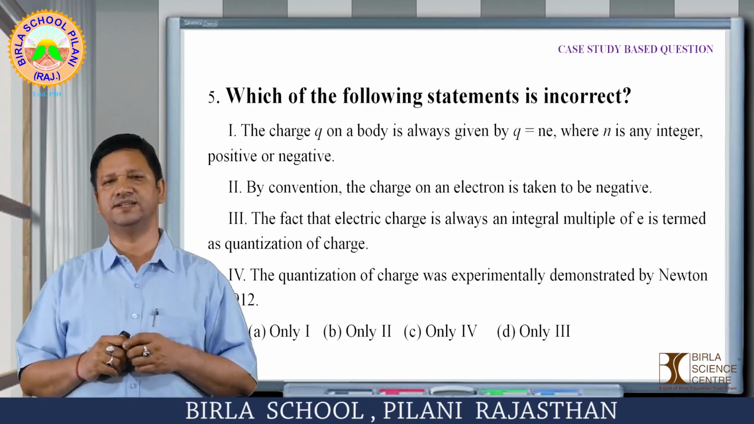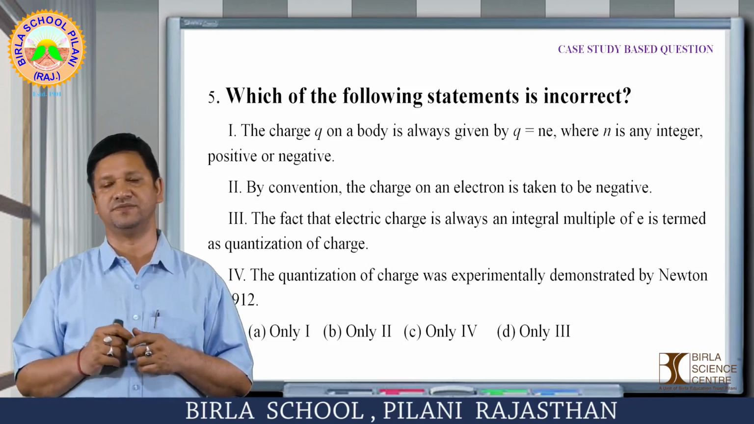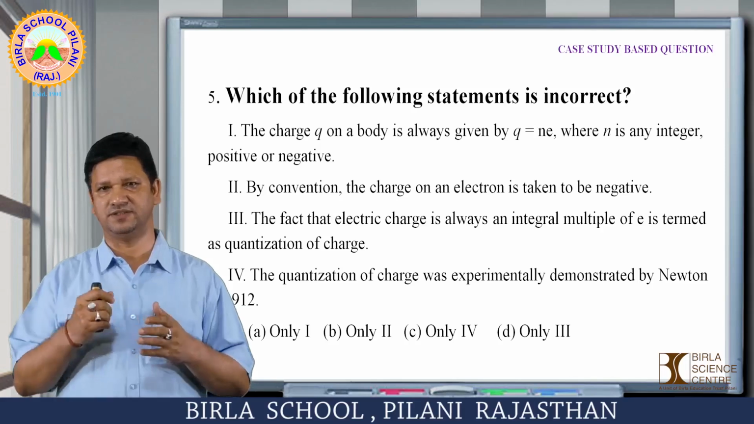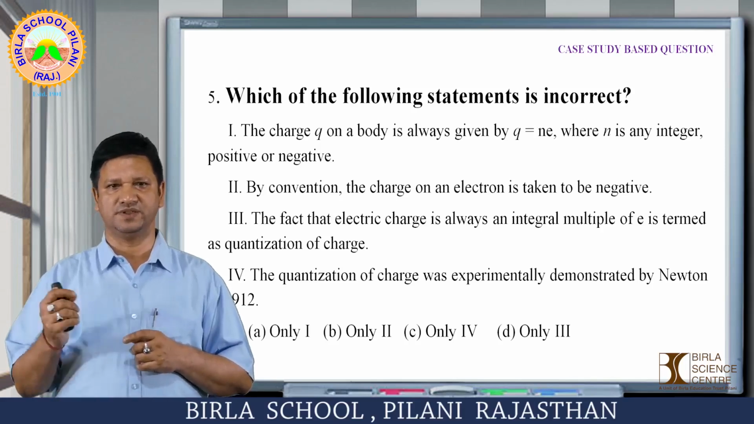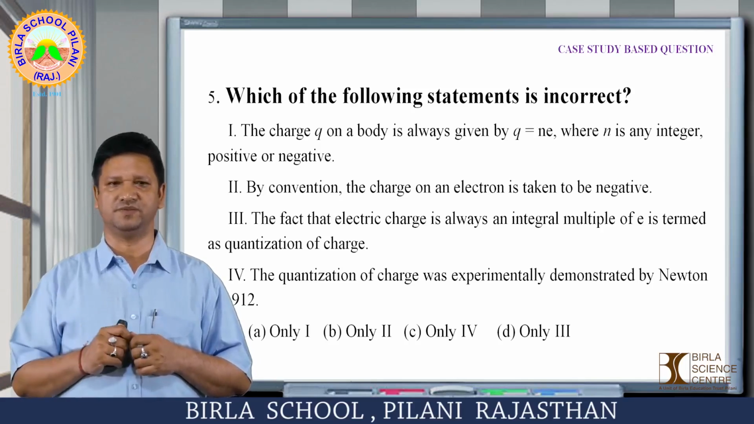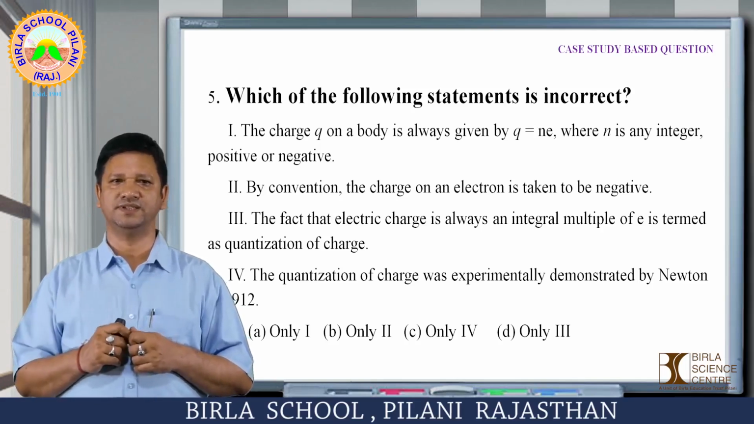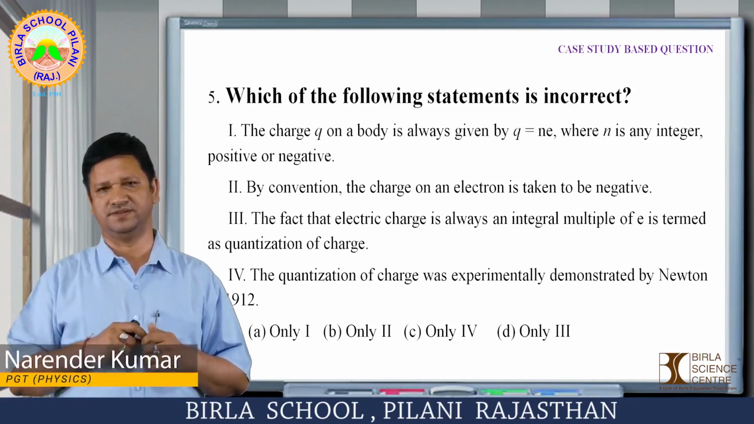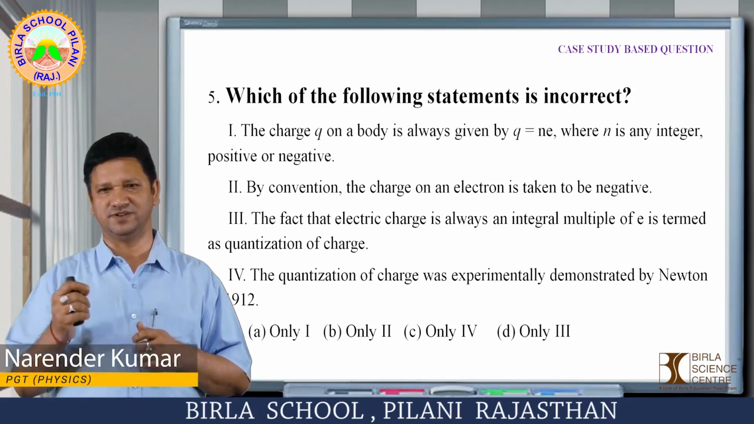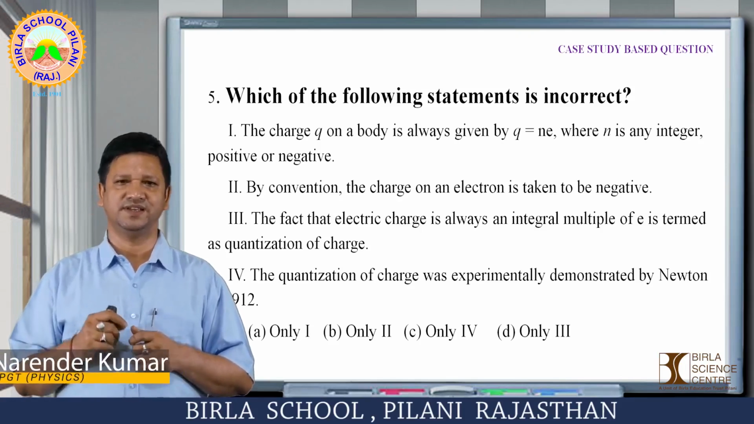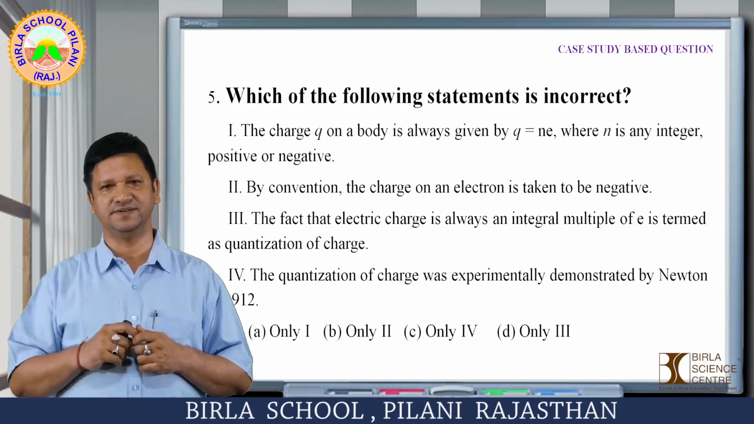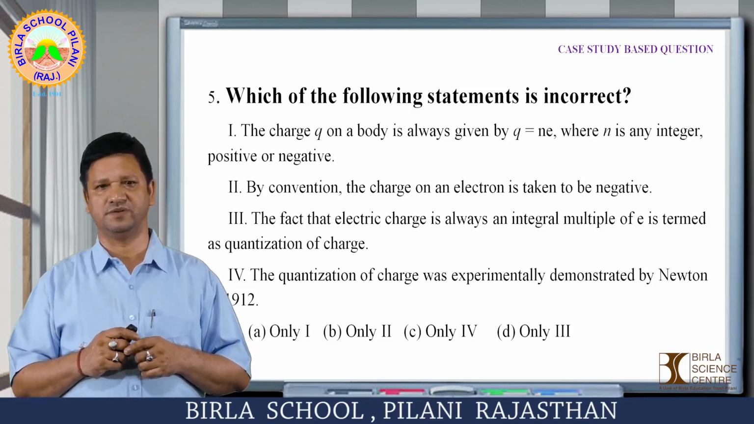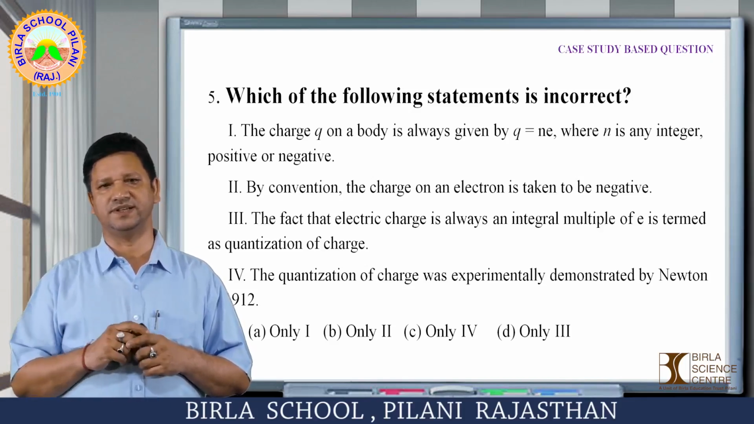The fact that electric charge is always an integral multiple of e is termed quantization of charge. Yes, it is also connected with point number 1, because we are always using integral multiples of the charge. And the fourth: the quantization of charge was experimentally demonstrated by Newton. It is incorrect because it was not demonstrated by Newton, it was demonstrated by Millikan. So point number 4 is connected with option C. So the right option is C.